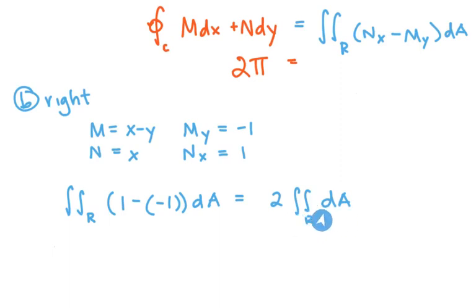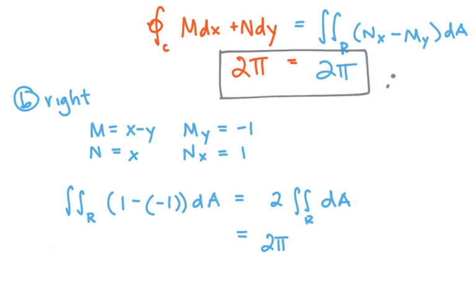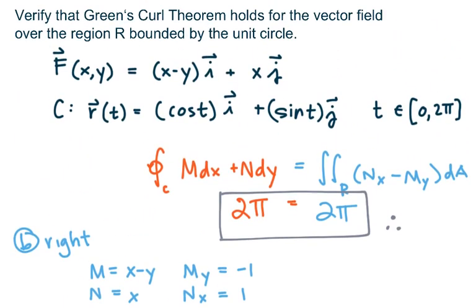This double integral will be calculating the area. The area of a unit circle, or a circle of radius 1, pi r squared, pi times 1 squared, is just pi, and we get 2 pi. There you have it. We proved that Green's theorem holds. Or rather, we verified Green's theorem, the curl form of it, for this vector field over the region bounded by the unit circle.